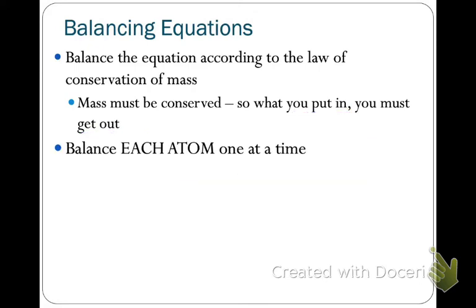All right, so when we balance our chemical reactions, we're going to look at one atom at a time. What that means is that if we've got carbon on one side and carbon on the other side, we're going to look at those carbons and see, do we have the same number of each of those carbons on both sides? And do we have the same number of hydrogens on both sides?